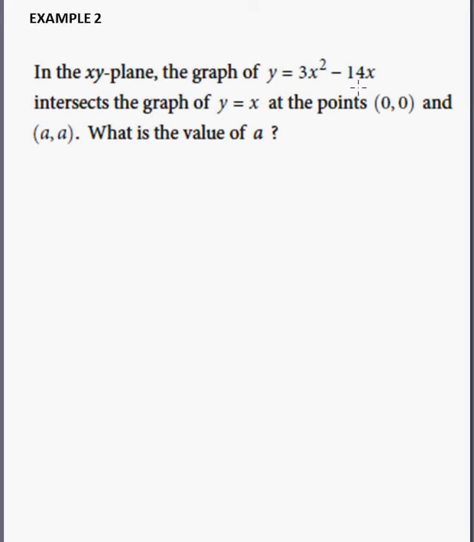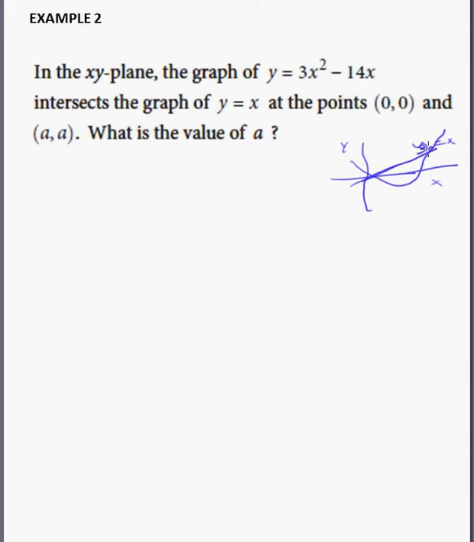Remember, y is equal to x is simply a line that looks more like this. It is passing through 0. It has a slope of 1, and it passes through the point (0, 0). This is your x-axis, and this is your y-axis. And then this curve probably looks more like this also.